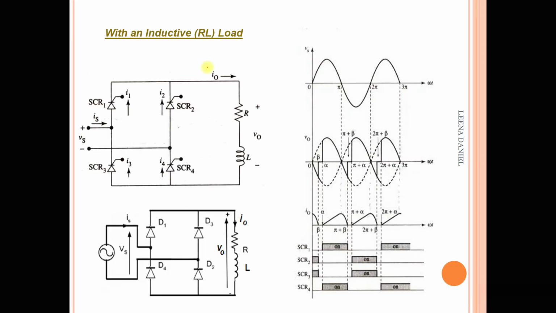Next is for RL load. Similarly, with the bridge rectifier, when we use the RL load, the waveform would be like this. Current conduction would extend up to the angle beta, and then when we fire another two thyristors at pi plus alpha, we get the output like this. So it is similar to the half wave. There is no difference in the operation when we connect the RL load.